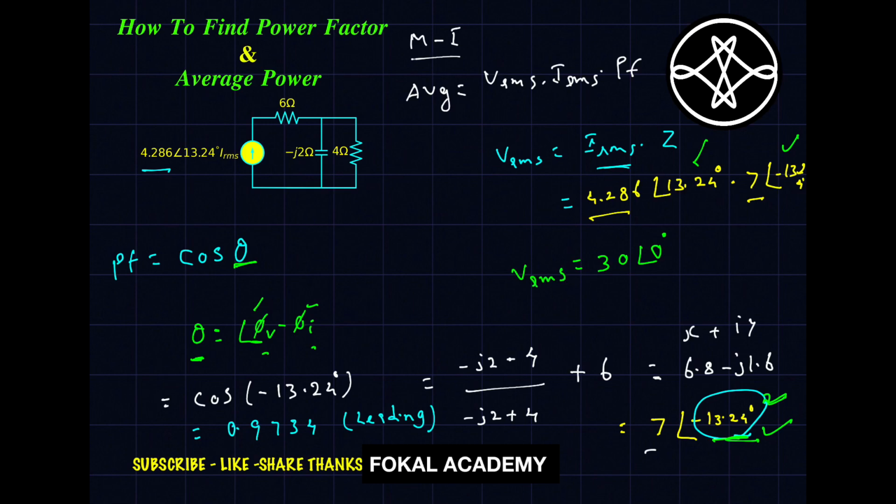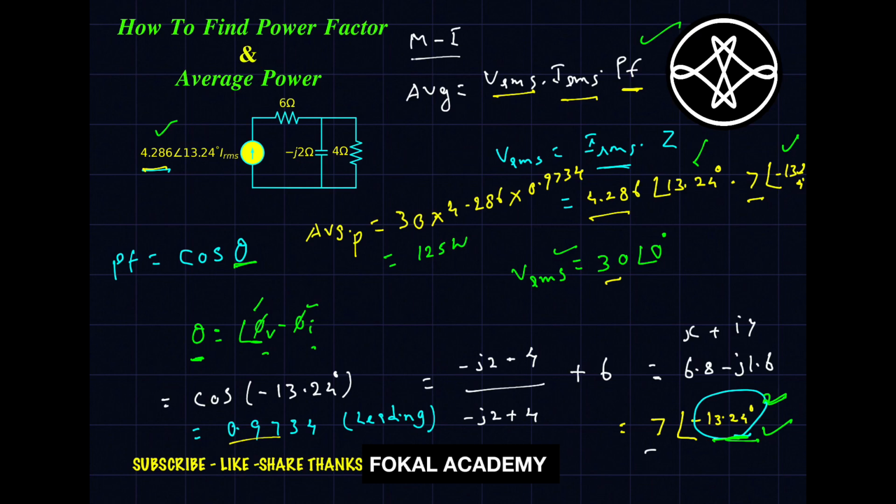Now substitute the Vrms and Irms in this equation, and we will get the average power. Here for Vrms take the amplitude only, that is 30, and for Irms take the amplitude only, that is 4.286, into the power factor we got, 0.9734. By simplifying this, we will get 125 watts. This is the average power.